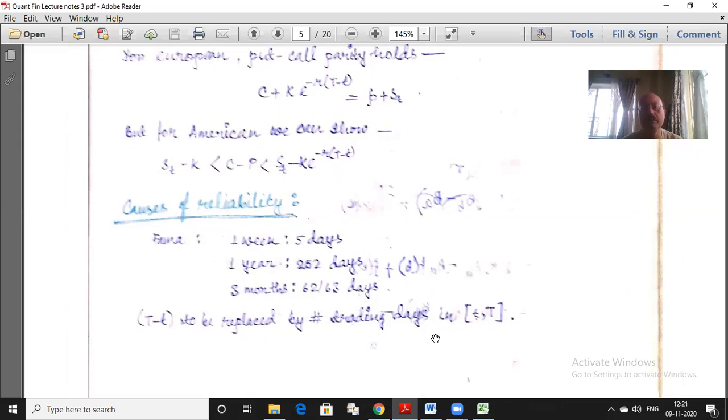So is this clear? For 1 year, we will consider 252 days. For 1 week, we will consider 5 days. And 3 months will mean roughly 62 or 63 days, because we have weekends as well as some public holidays.